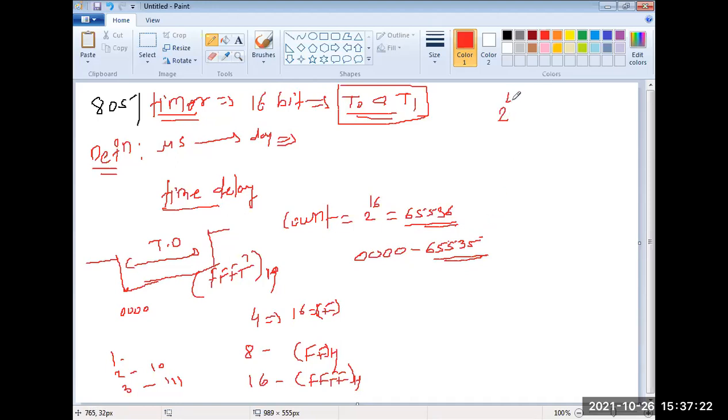If I take 2 raised to 4, what is the value I'm getting? 16. But when counting 0 to 15, the total count value will be 16, like that. Got it? Did you understand what I mean? How does the timer provide maximum time delay? How to find it? It depends upon the size of the timer. Clear? Hello, is it clear?